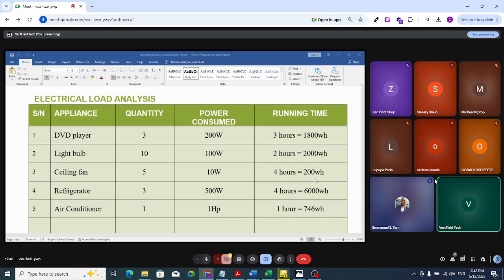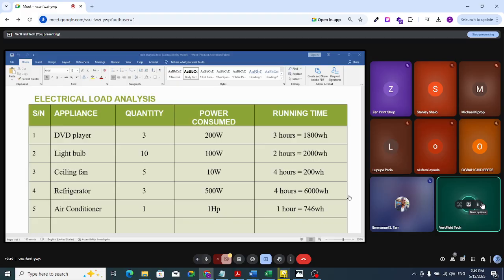So, we have asked our client what his energy need is, and he has listed out these 5 appliances: the DVD player, the light bulb, the ceiling fan, the refrigerator, the air conditioner. These are the 5 appliances he wants to power up using the solar system. So, how then do we run a load analysis for these 5 appliances? It is very, very simple.